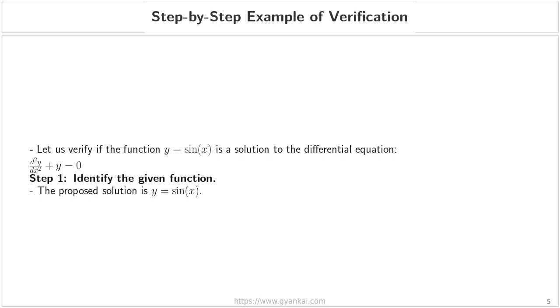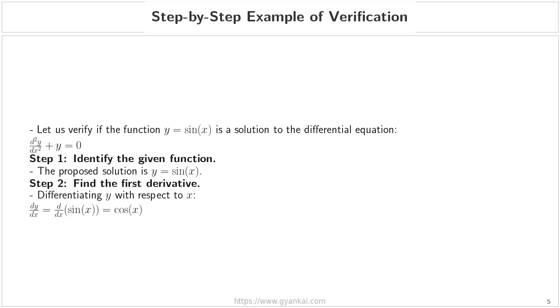First, let's look at step 1. Identify the given function. Our proposed solution, the function we are testing, is simply y equals sine of x. Next, in step 2, we need to find the first derivative. To do this, we differentiate y with respect to x. When we take the derivative of sine of x, we get cosine of x, so dy/dx equals cosine of x.